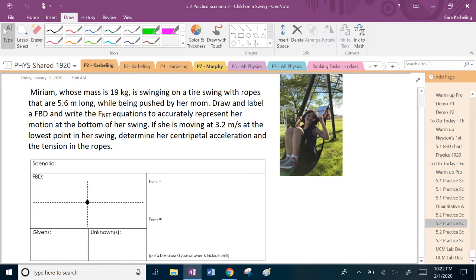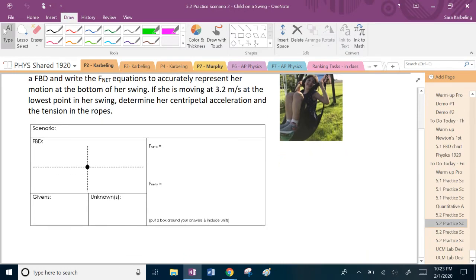That's me. It says draw and label a free body diagram and write the F-net equations to accurately represent her motion. So you've done that before, but we'll do it again. More practice means more fun. And then if she's moving at 3.2 meters per second at the lowest point, determine the centripetal acceleration and tension in the ropes, excuse me.